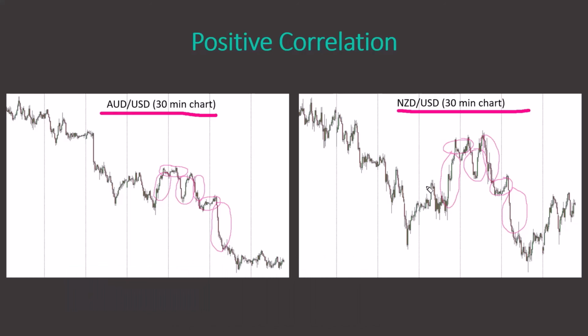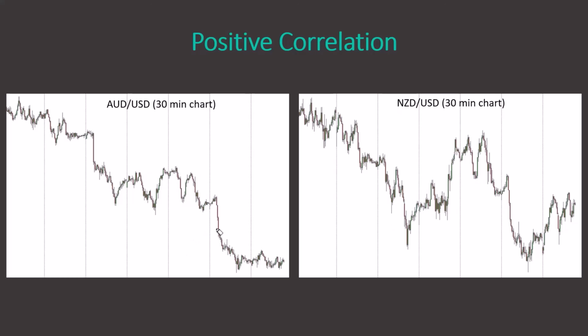Alright, so this is positive correlation. It doesn't happen all the time. As you can see, for example, in here, the markets didn't really correlate too much, but still there are signs of positive correlation. Now, why I'm talking about this is, imagine you are in a trade.